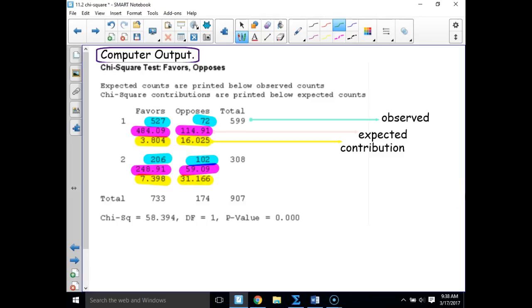The computer output. I just want to quickly note what each of these are. We have data. The blue highlighted is your observed values. Your pink highlighted is your expected values. And then this is actually your contribution. So my guess is if you are asked on the AP exam or on a test from me or in the homework, if you are asked a follow-up analysis, you're going to want to look at the contribution. This is the contribution to chi-squared. These are the individual chi-squared values.